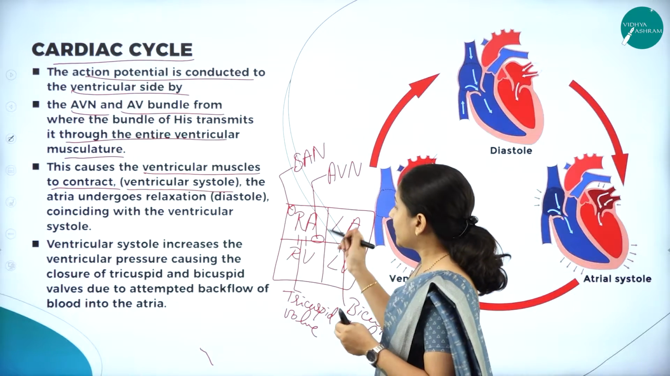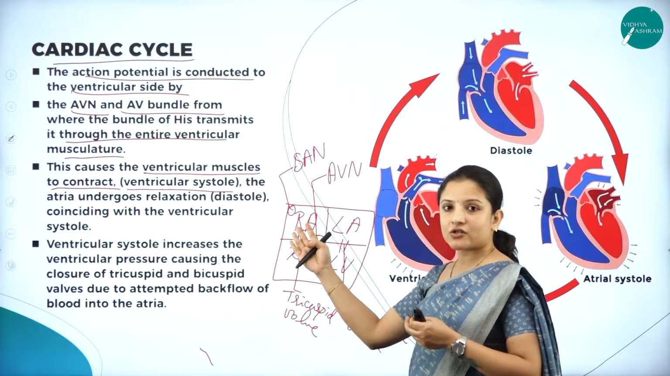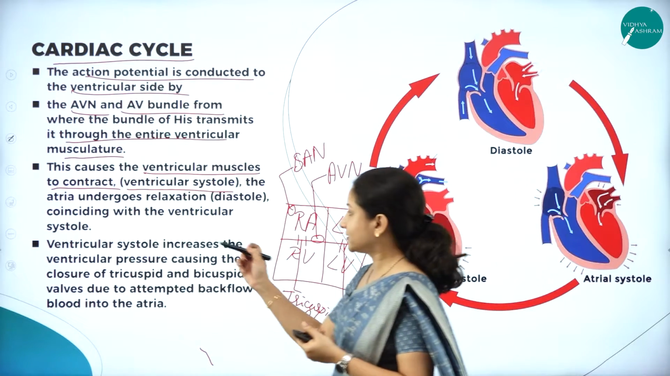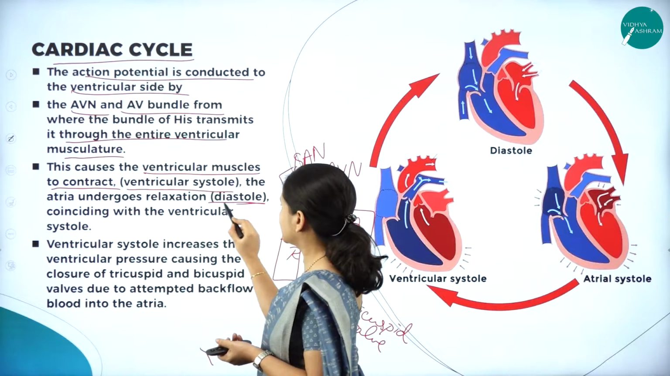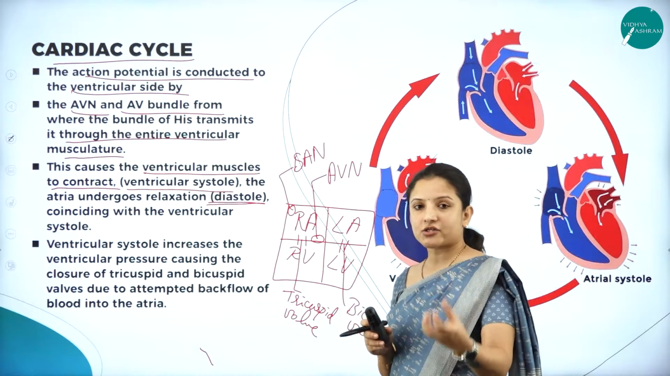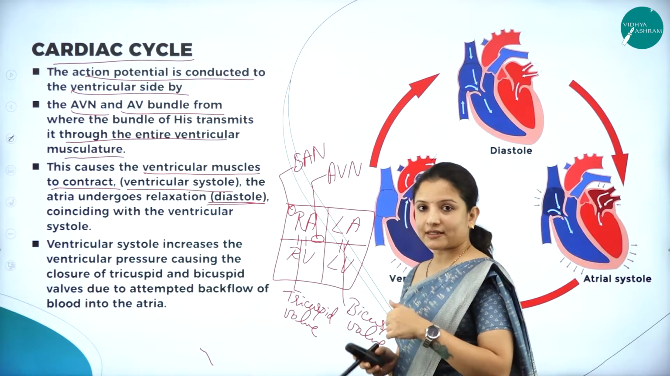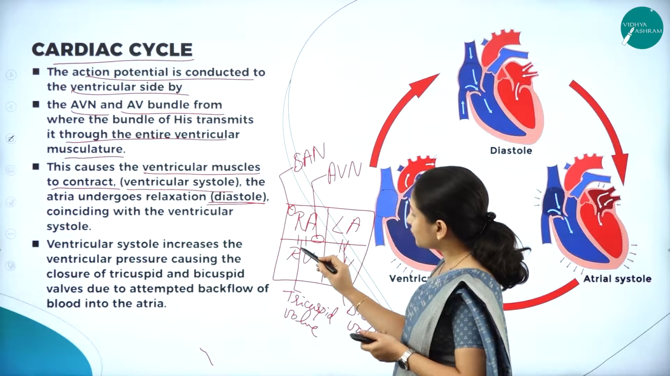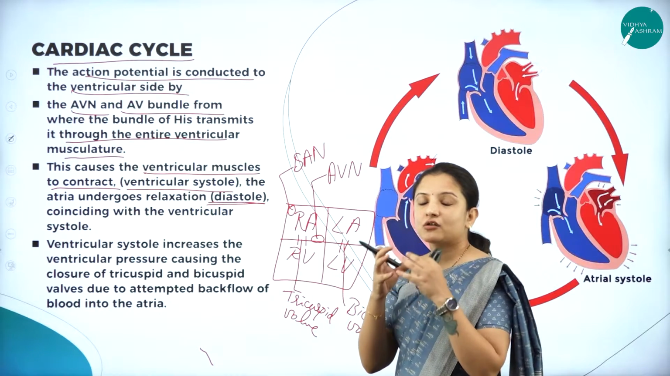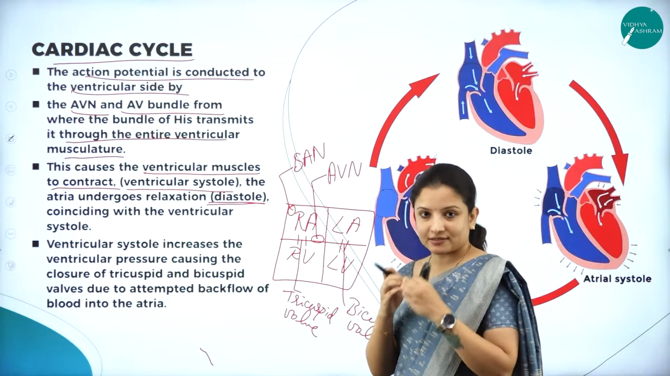And also, when the ventricular contraction occurs, the atria, that is the right atrium and the left atrium, actually undergo relaxation, which is called diastole. So what happens here? The impulses, or action potential, will be conducted by the atrioventricular node. This will pass to the entire ventricular region, resulting in the contraction of the ventricular muscles, which is called the ventricular systole.